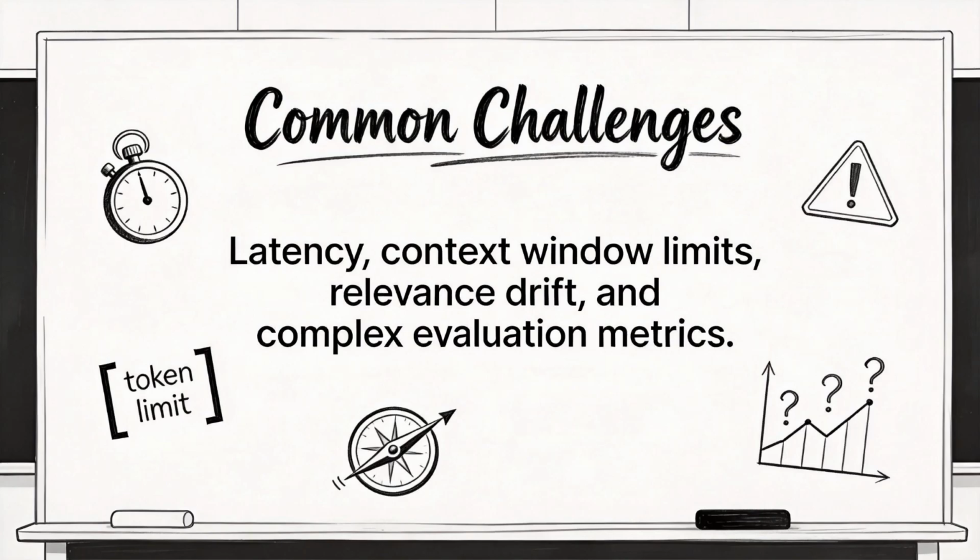Despite its strengths, RAG comes with challenges. Latency can become an issue. Retrieval adds time, so balancing depth and speed is crucial. Context window limits in LLMs mean you can't feed in too much retrieved text. Smart chunking and selection are needed. Relevance drift occurs when retrieved documents seem similar but miss the user's true intent. And evaluating RAG systems is complex. You must measure both retrieval quality, did we get the right docs? And generation quality, is the answer correct and fluent? Addressing these requires careful design and iteration.